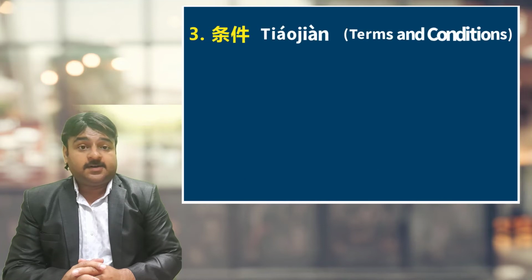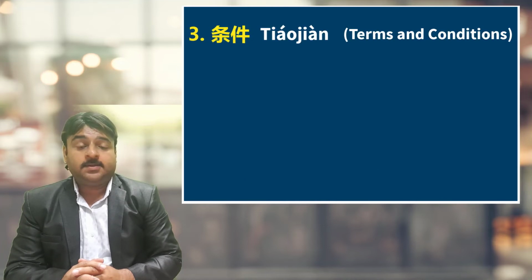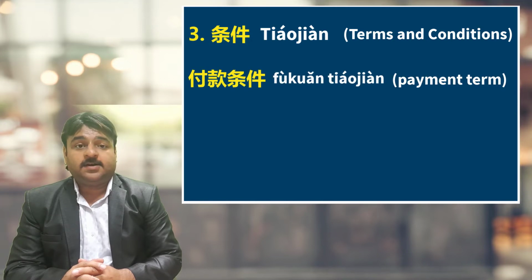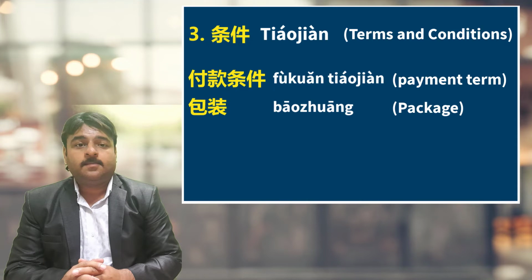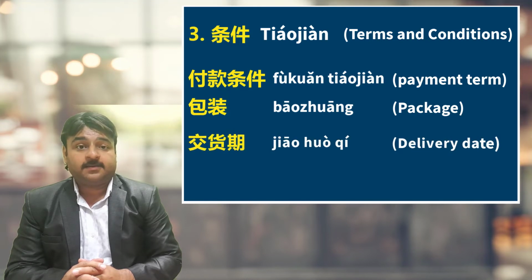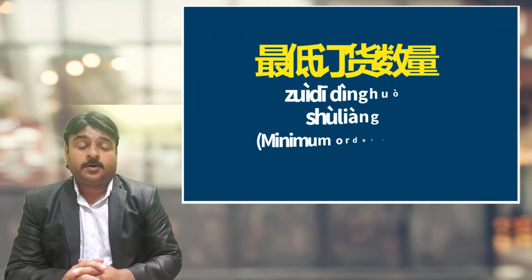Third is terms and conditions. These could have various subheads such as payment terms and conditions. These are payment conditions. Packaging: what kind of packages would this product be delivered in? Packaging. Delivery date or expected delivery, expected delivery time or expected delivery date. And finally, very important, minimum order quantity.